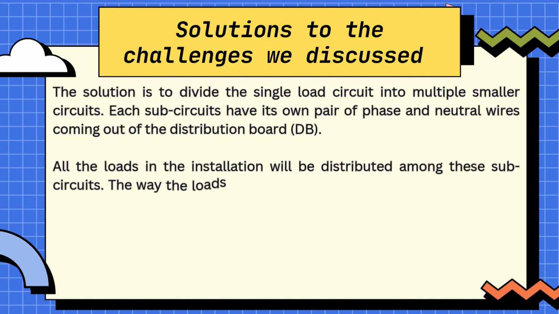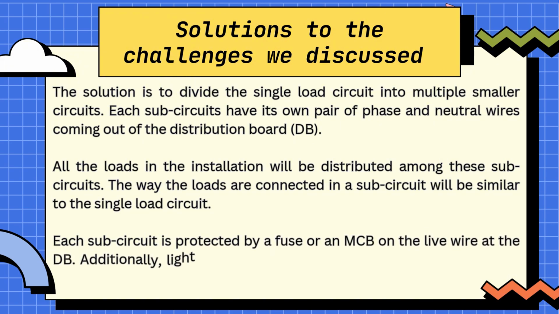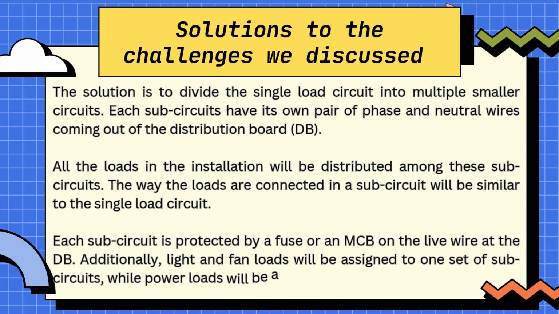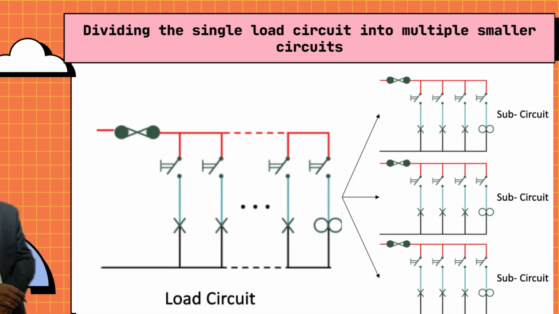All the loads in the installation will be distributed among these smaller sub-circuits. The way the loads are connected in a sub-circuit is similar to how we have seen the connection in one load circuit. Each sub-circuit in turn is protected by a fuse or MCB on the live wire.